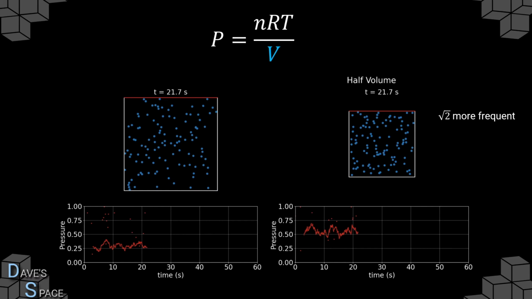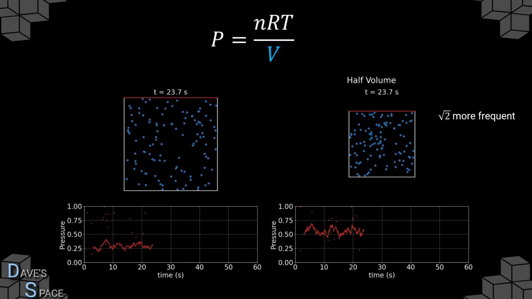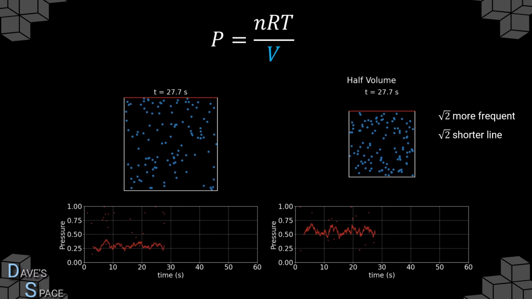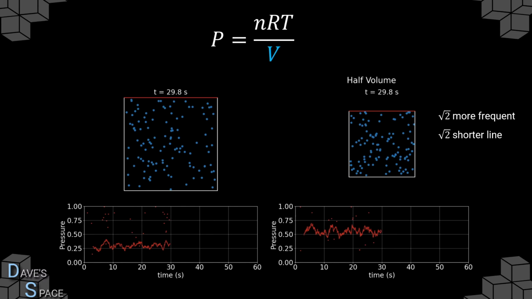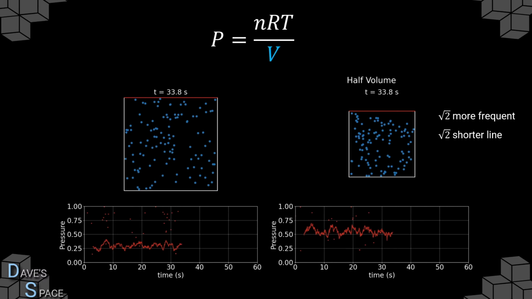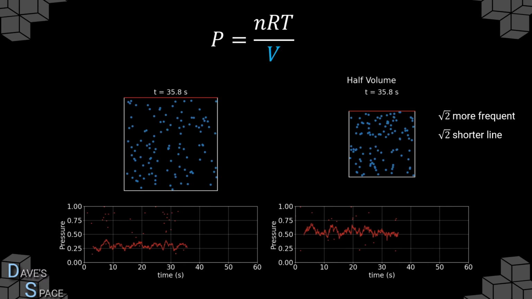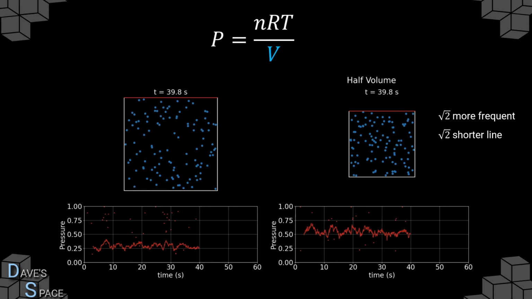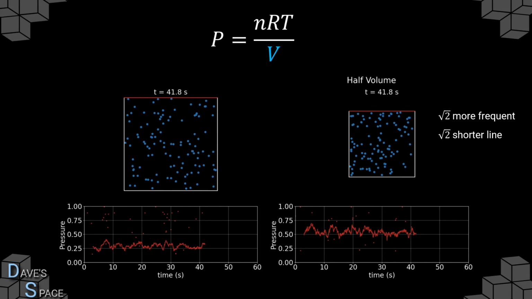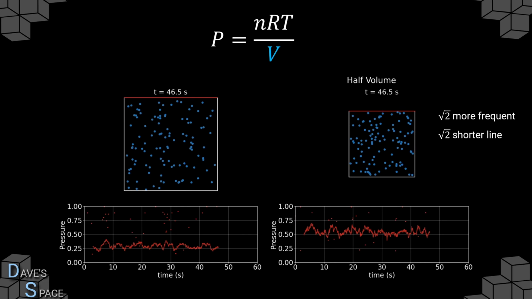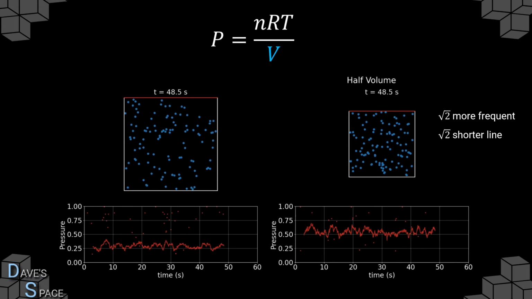Additionally, the line is now square root of 2 times smaller. So square root 2 times more frequent with a line that is square root 2 shorter, again results in double the pressure. So this equation is indeed describing pressure very well. It's capturing the macroscopic state of all these microscopic events.